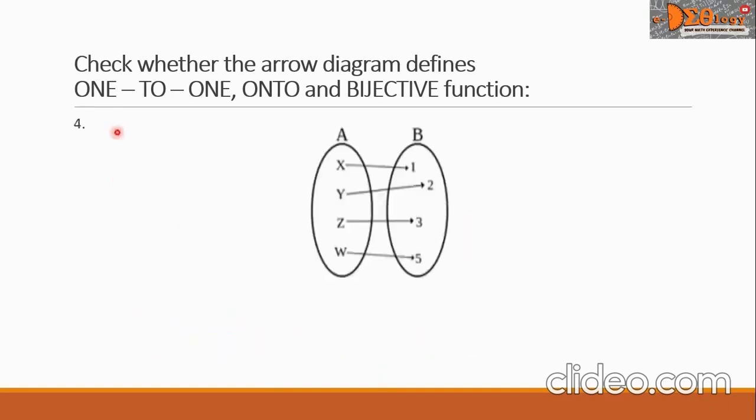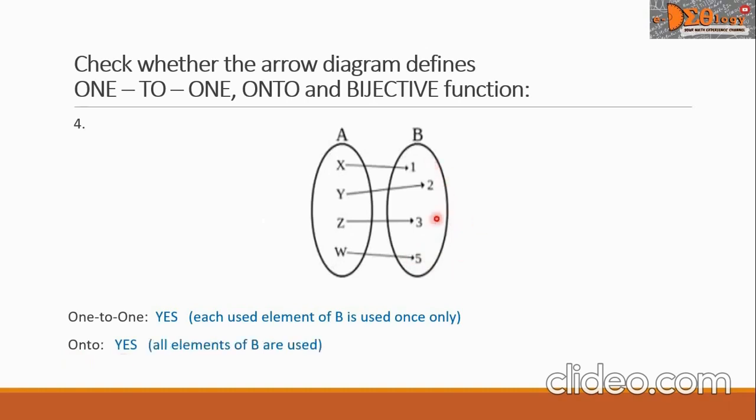Let's have example 4. Look at the figure. Is the function one-to-one? The answer is yes, because each used element in group B is used once only. Next question. Is the function onto? The answer is yes, because all elements of B are used. Or we can say the range and the codomain are the same.